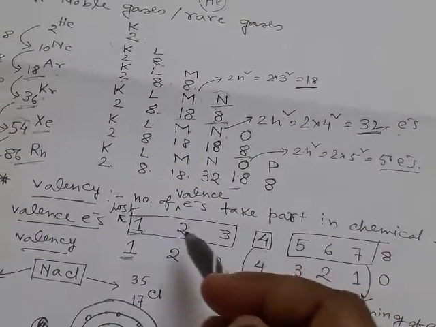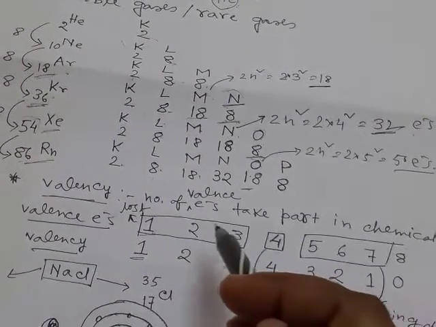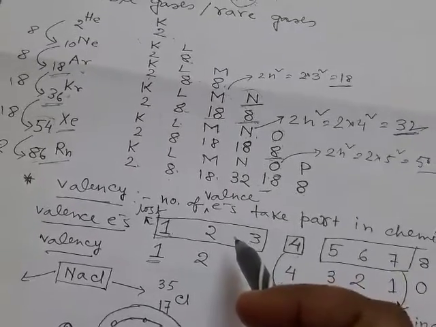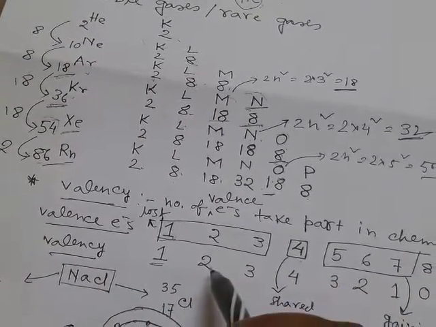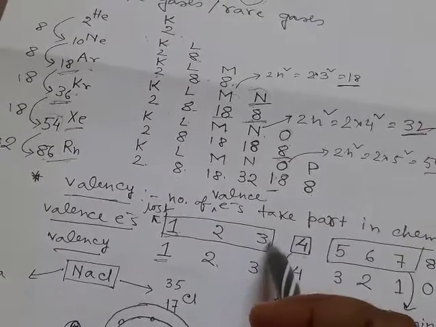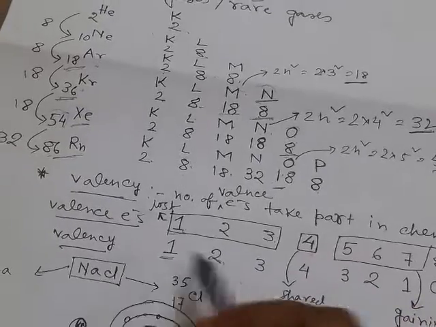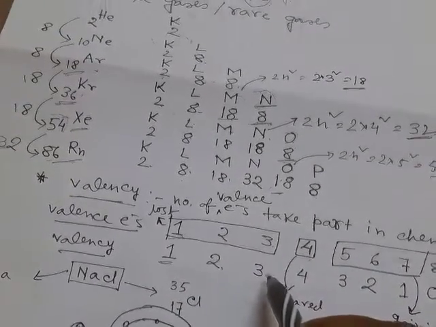When there are 2 electrons in the valence shell, then these 2 electrons will be lost to get the stable configuration, then the valency of that atom will be 2. When there are 3 electrons in the valence shell, then these 3 electrons will be lost, then the valency of that atom will be 3.